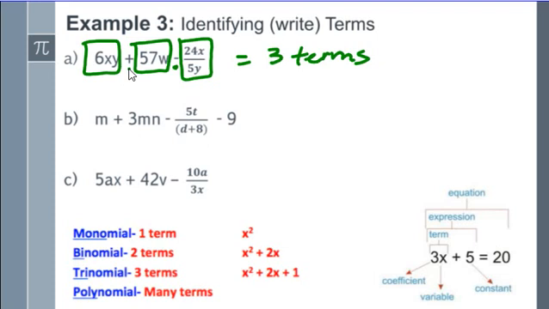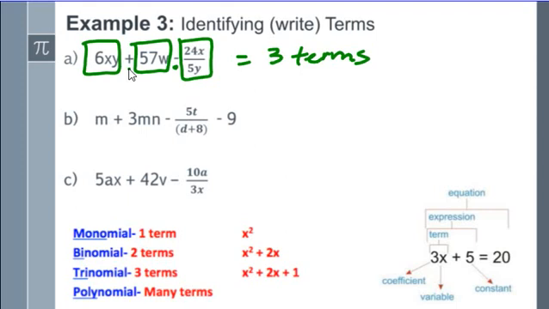Now on your assignments, you won't have the picture in front of you, unless you took a screenshot of the problem and put a box around it. Otherwise, on your assignment, you would have to write 6xy, comma, 57w, comma, 24x divided by 5y as your three terms.